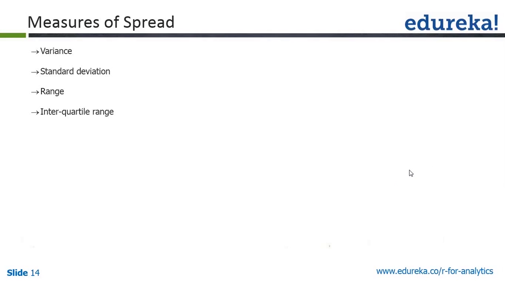So I see that some of the participants are pinging me your answers, which is fine. So cool. So by this time, given a data, how to talk about measures of centrality, right? So now let us talk about the measures of spread. There are basically 4 measures of spread, as you can see in this slide. The first measure is variance. The second measure is standard deviation, the third measure is called range, and the fourth measure is called interquartile range.